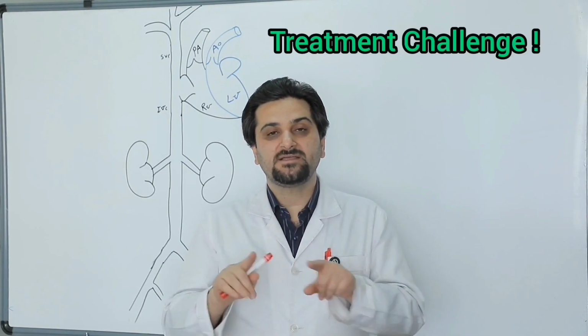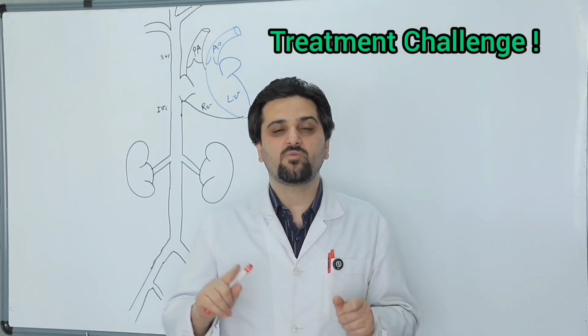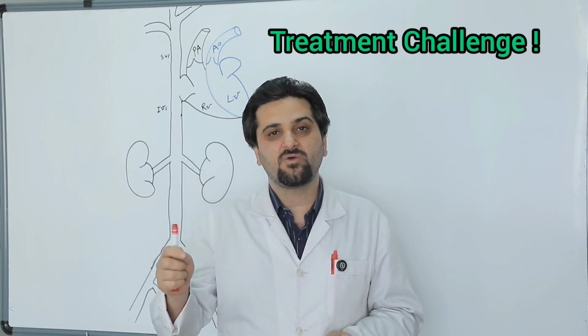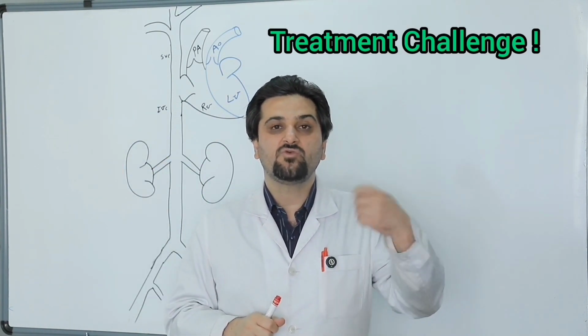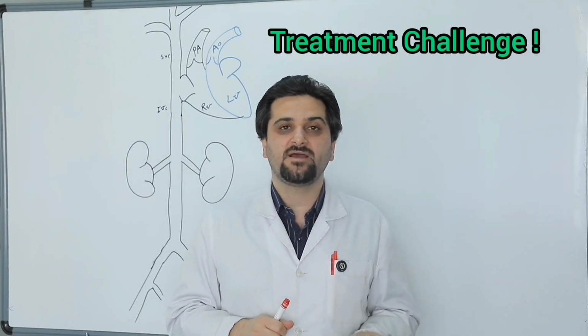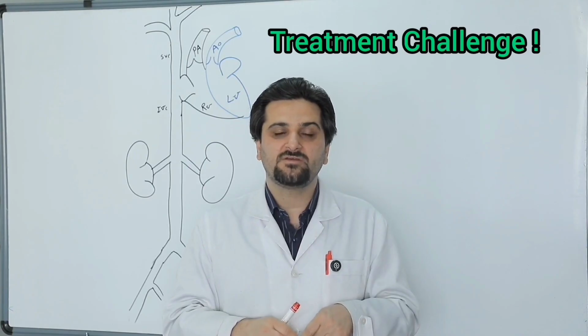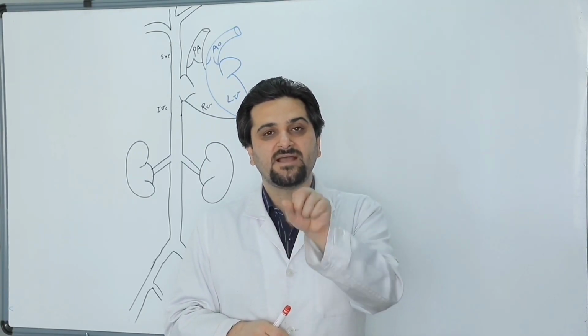So we end up facing a therapeutic dilemma. On one hand, if we don't give the patient anticoagulants, we put them at risk of pulmonary embolism. But if we do give anticoagulants, there's a risk of bleeding. So what should we do in these situations? The treatment in such cases is to place an IVC filter.